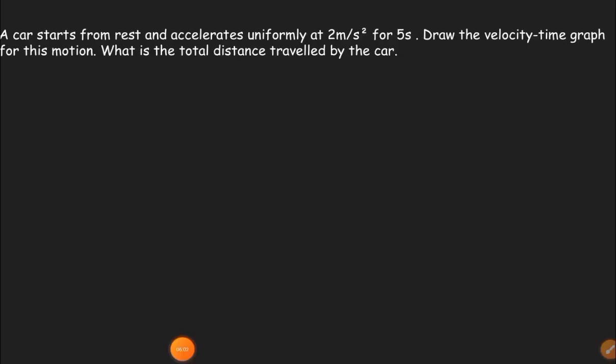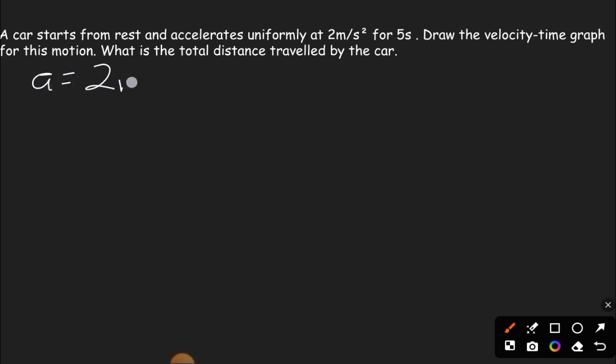A car starts from rest and accelerates uniformly at 2 meters per second squared for 5 seconds. Draw the velocity time graph for this motion, and find the total distance traveled by the car. Now, you can pause the video and then try this question. The car starts from rest. So information given is 2 meters per second squared. Then your time is 5 seconds.